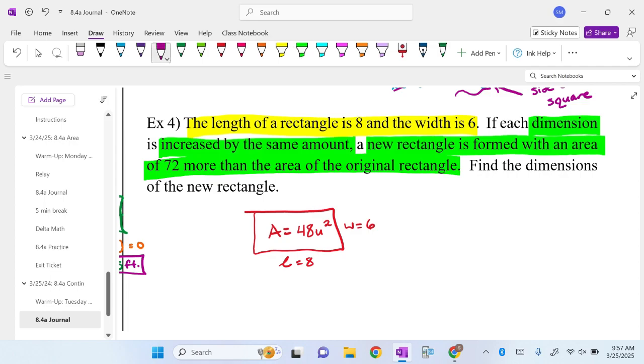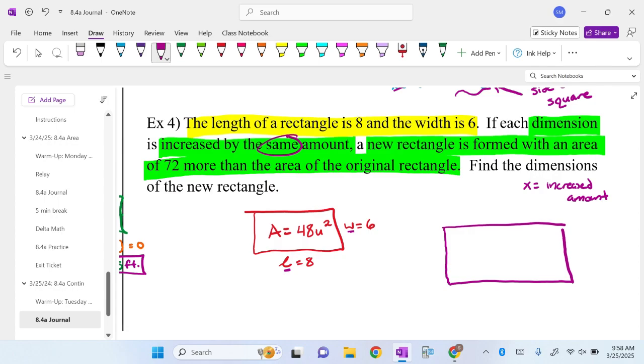So if each of these dimensions, the width and the length, is increased by the same amount, we don't know what that amount is. So what should we say that amount is worth? What would be the placeholder for the amount that we don't know? X. So let's say x equals the increased amount. That's the amount that we increased by. Because it's by the same amount, we only need one variable. It forms a new rectangle, so we have a different rectangle, probably a bit bigger.